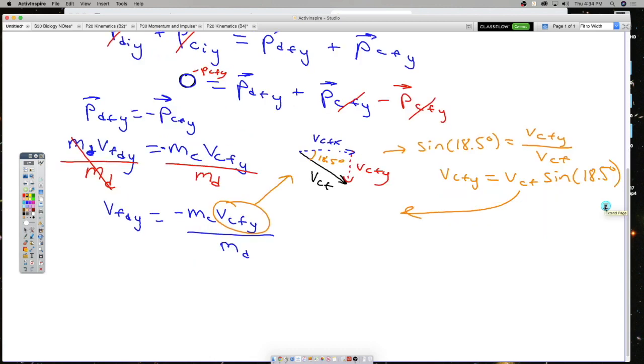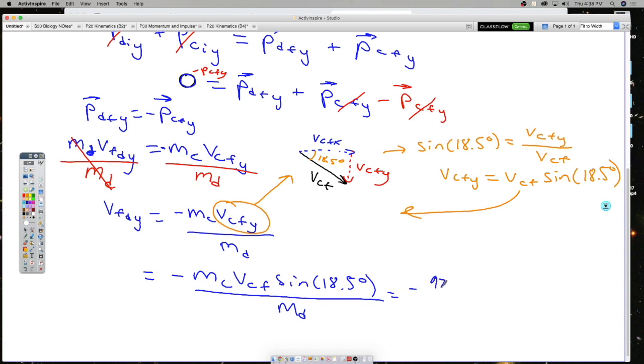I'm just going to sub in and say that this therefore equals negative mass of the center, VCF. VCFY, as we just found, is VCF sine 18.5 degrees, the y component of the center's final velocity, divided by the mass of the defenseman, which equals negative 97 kilograms. Just plugging in now, VCFY is negative 0.940 meters per second.